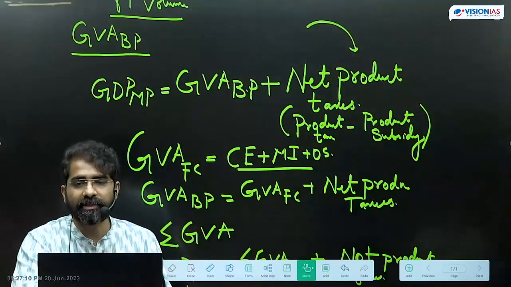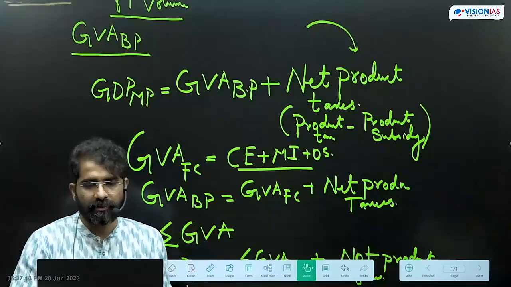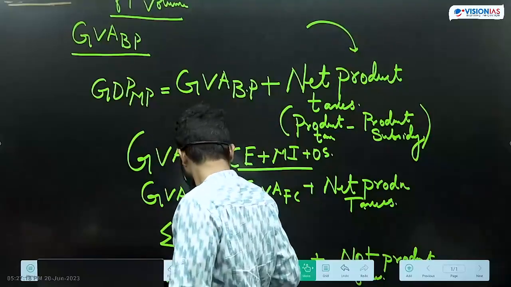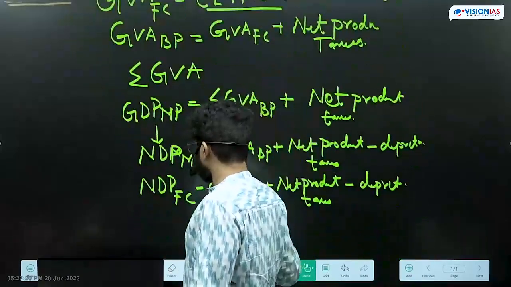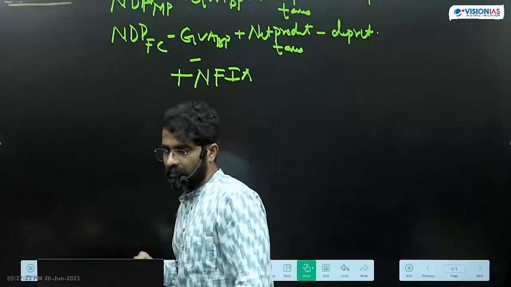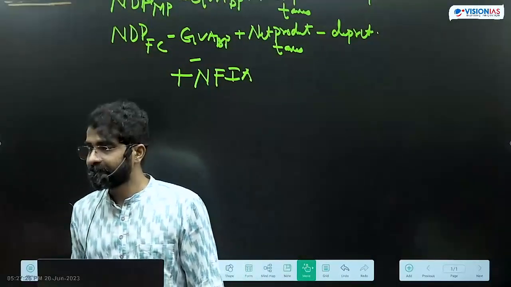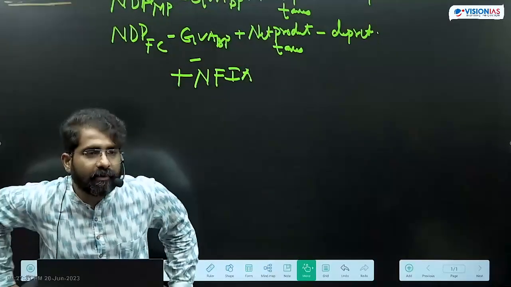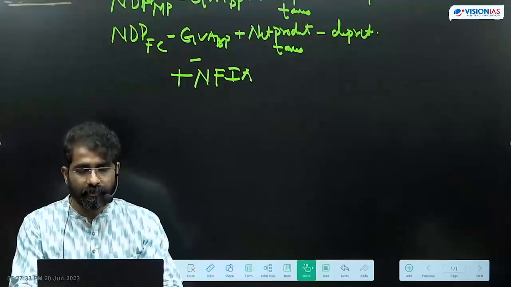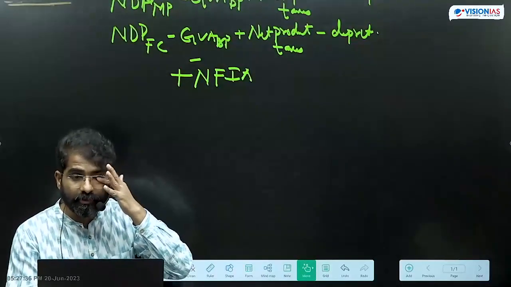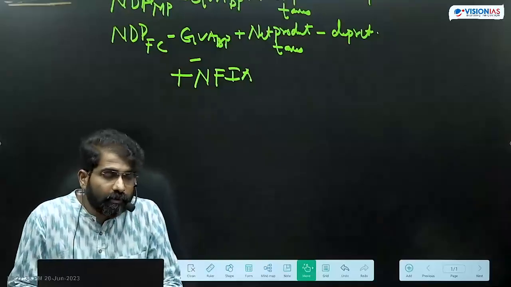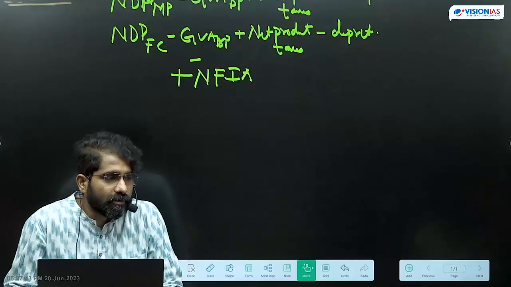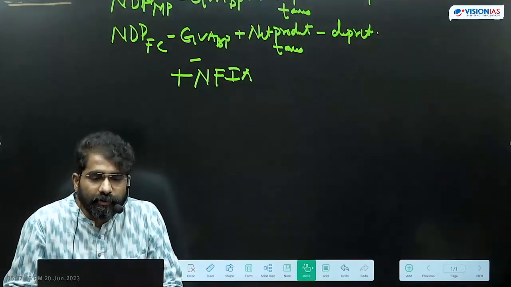Put the heading production method. Production methods have two approaches. One, final product approach. Two, value added approach. Then put the heading final product approach.